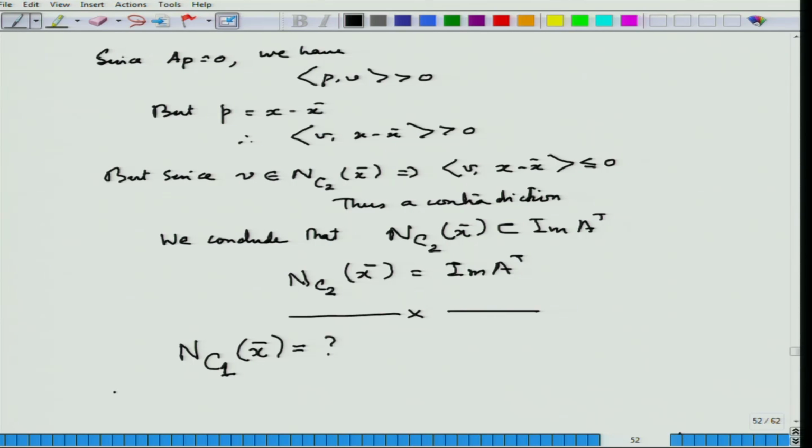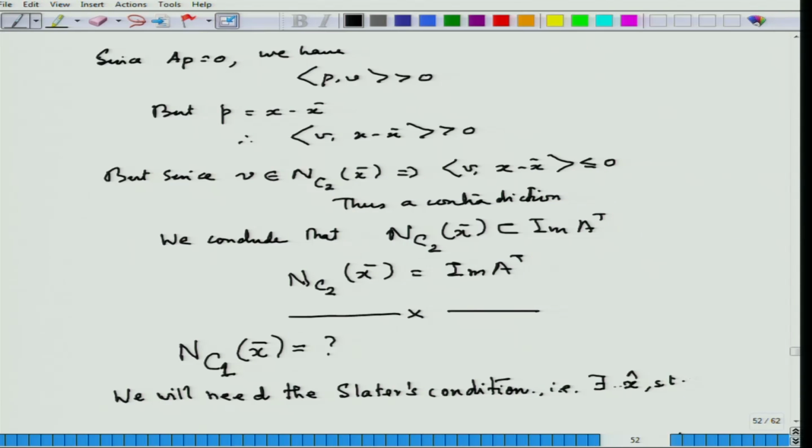So, in this case we will need the Slater condition, that is, there exists x hat such that g_i of x hat is strictly less than 0 for all i.